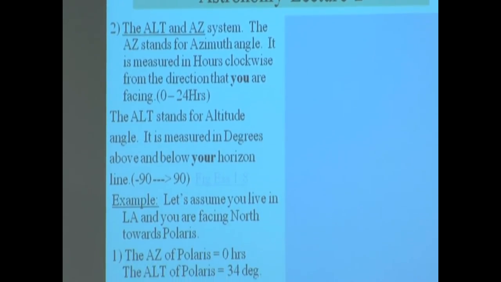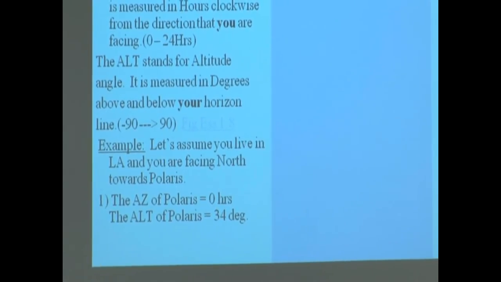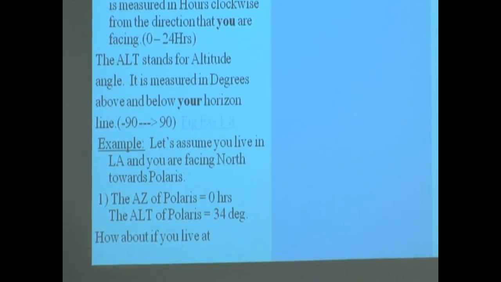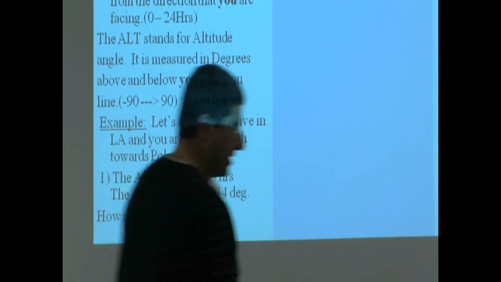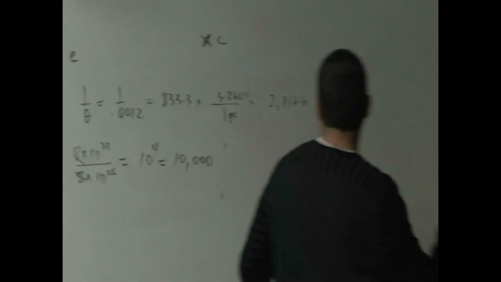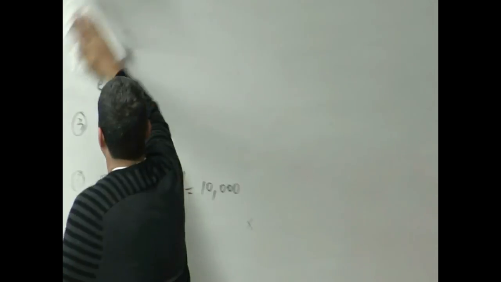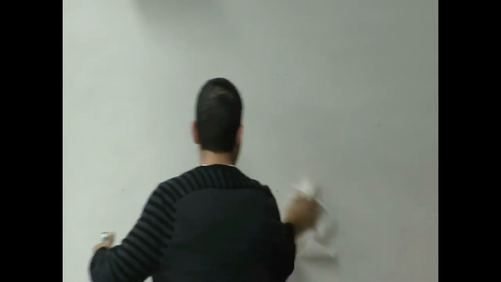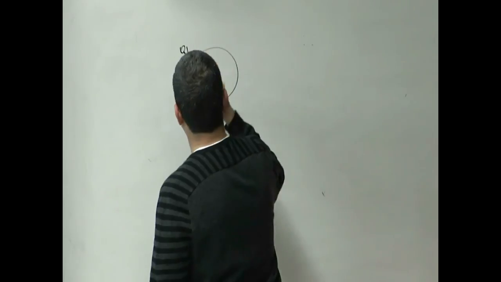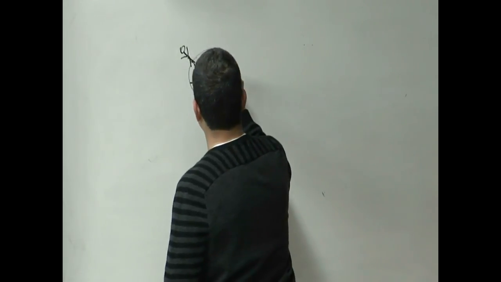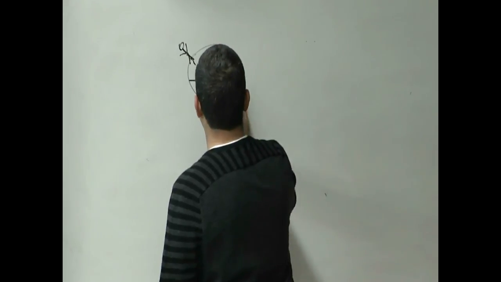So let's assume you live in LA and you are facing north towards Polaris. The azimuth of Polaris is 0 degrees. So what will the altitude of Polaris be? Okay, so let's go over here. If you live in, let's say this is the Earth, and this is you, what did we say the other day that the latitude of LA was?